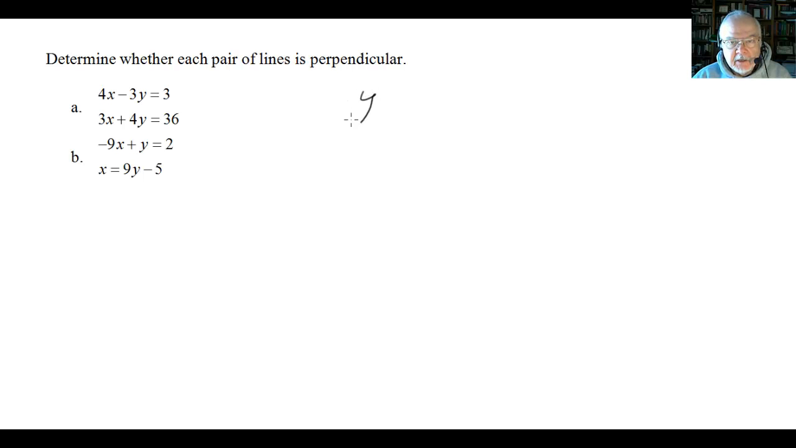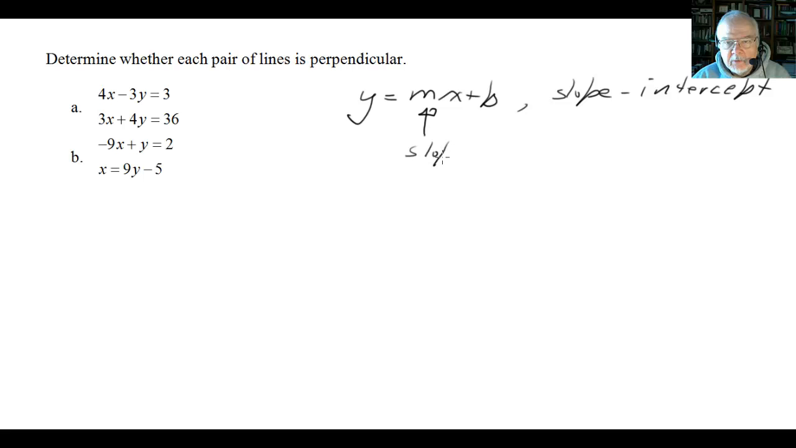So the trick is to convert each of the equations to the form y equals mx plus b. And of course, this is the slope-intercept form, where m is the slope. That's what we're looking for. We get the intercept for free, even though we don't need it in this particular problem. All right, so let's look at A.